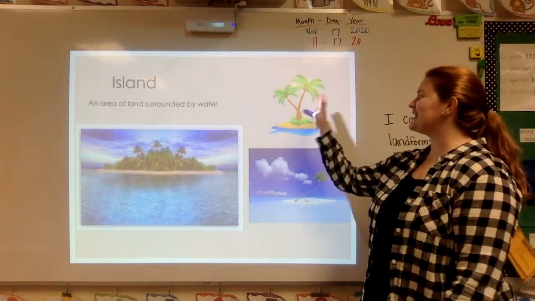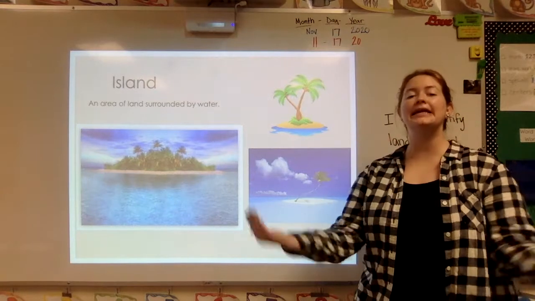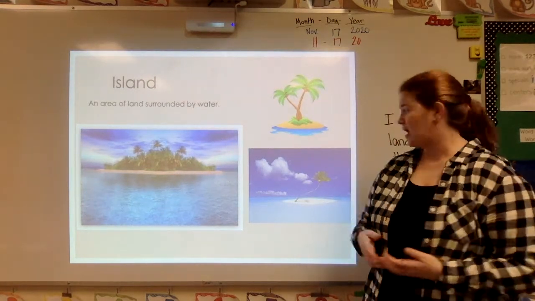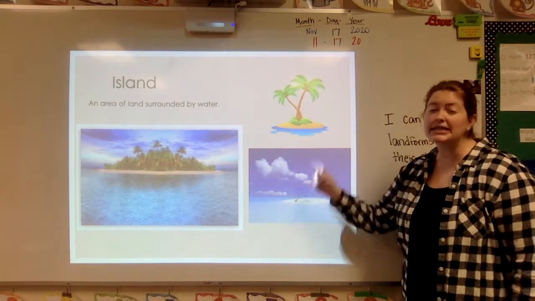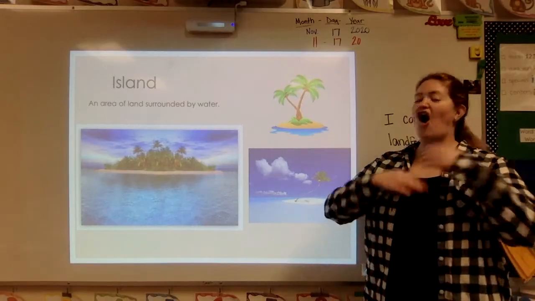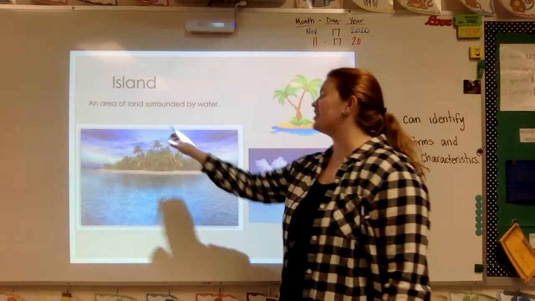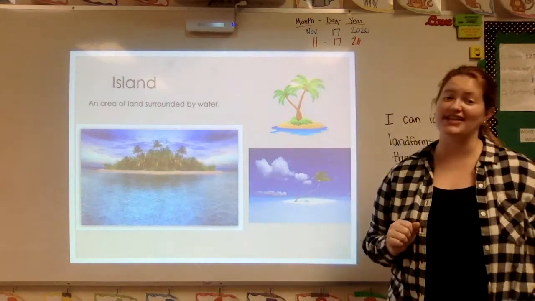An island is an area of land that is completely surrounded by water. So I can see, look, right here, this island, it's not very big. It is completely surrounded by water. There's water on all of its sides. And I can see over here, yeah, there's definitely water on all of its sides.